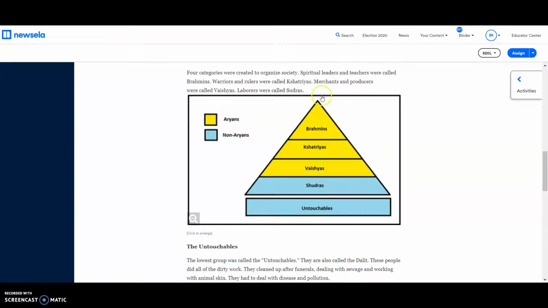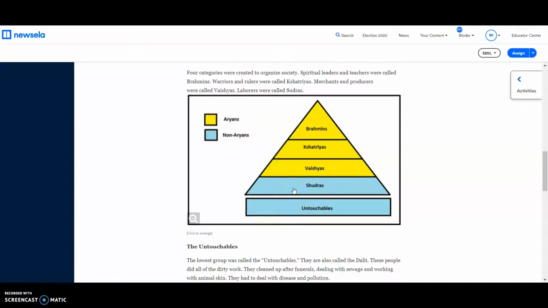You can't go up. If you're a Brahmin and you live a really good life, then your next life you'll stay a Brahmin. If you're an untouchable and you live a really terrible life and you do awful things, you're like a murderer and all these bad things, you can't get any lower than untouchable. You just come back as an untouchable and live that outcasted life like you've lived prior.